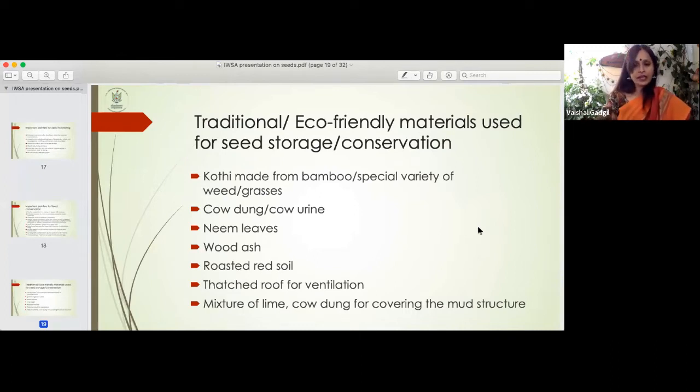Thatch roof for ventilation, because you want the air and the oxygen to come into that koti. But you're going to cover your seed because you want to maintain the temperature. It shouldn't be too cold. It shouldn't be too hot. Warm also. A mixture of lime for covering the mud structure.